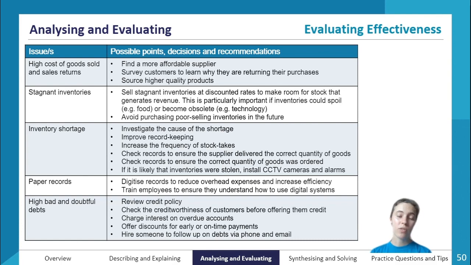Stagnant inventories. So I mentioned earlier, it's really important to have that turnover of inventory, particularly when you've got inventories that could spoil or become obsolete. So you could be suggesting that the business sells those stagnant inventories at discounted rates to make room for stock that's going to generate the revenue. They want to make the most use of the space that they've got to store inventories. And then, of course, you also would suggest avoid purchasing those poor selling inventories in the future. Maybe they need to better plan for their stock.